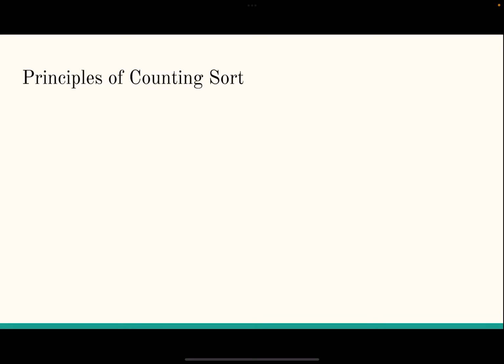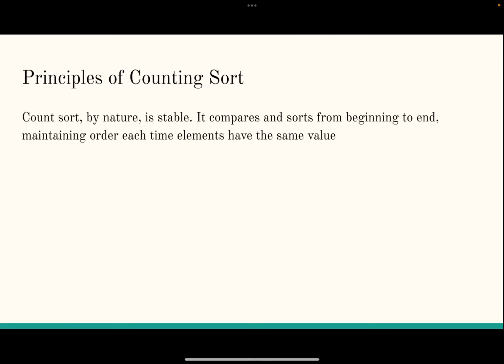Principles of counting sort. Counting sort is a stable function. It compares and sorts from beginning to end, maintaining the order each time elements have the same value, which correlates with the definition of being a stable function.